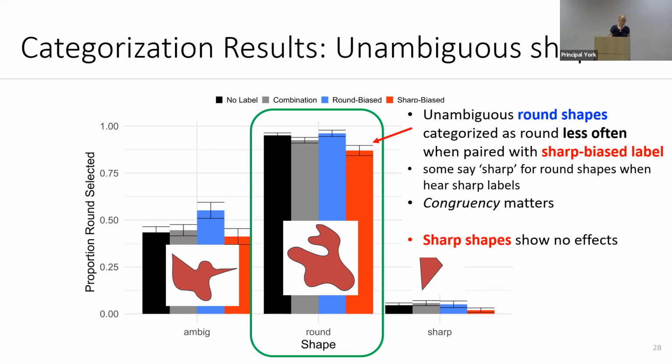And now sharp shapes, though, show no effects of anything, perhaps due to a floor effect, and we can talk about that. But again, we are seeing effects even with unambiguous shapes, but again, this sharp versus round asymmetry.